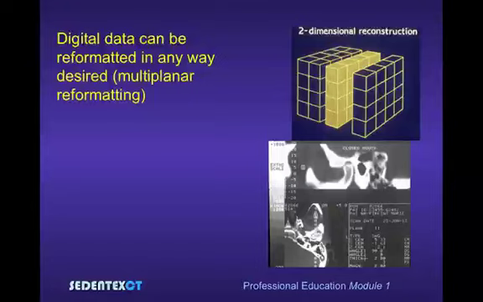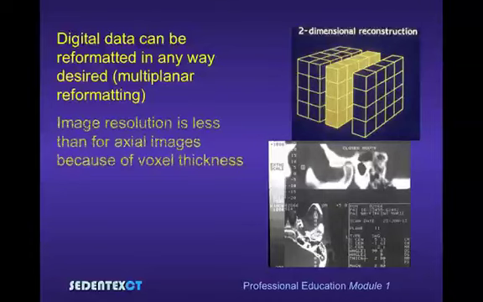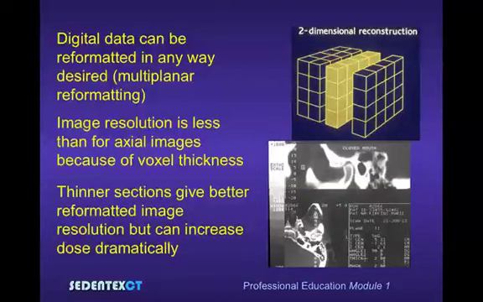Digital data can be reformatted in any way desired. This is called multiplanar reformatting. The scan at the bottom right shows someone's temporomandibular joint reconstructed from the axial scan into a sagittal scan. Unfortunately, the image resolution is less than for axial images because of the voxel thickness in CT scans. In order to overcome this, we can produce our scan sections more thinly, and this will give a better reformatted image, but can increase the radiation dose dramatically.